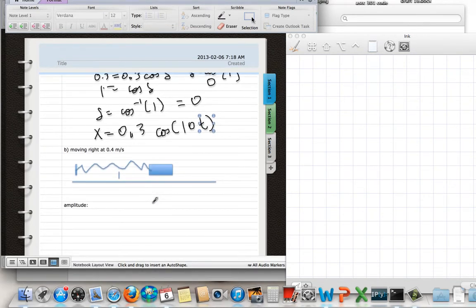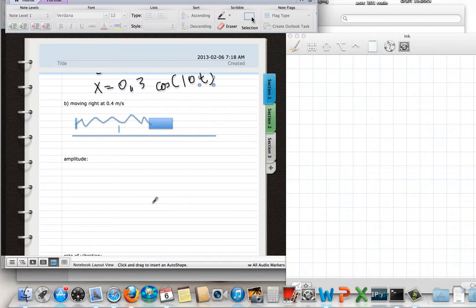Now let's take exactly the same system, but now instead of being at rest at 0.3, it's actually moving right at 0.4 meters per second. Now this means that the mass is actually going to go a little bit further before stopping, and then it'll turn around and go back on the other side, back and forth in a harmonic motion. So it means that the amplitude isn't 0.3. The easiest way to find the amplitude is using mechanical energy conservation.